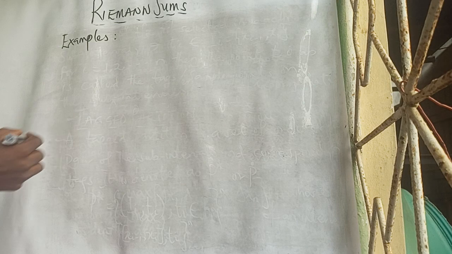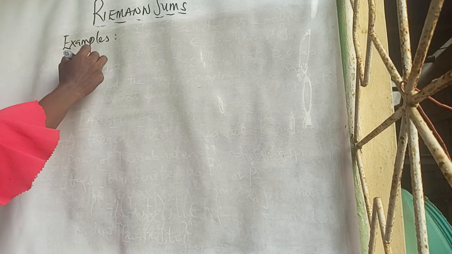Welcome once again to our class on Riemann Sums. Today, we want to solve some examples. I want to look at how to estimate the area under the curve using examples. Examples on the estimation of area under the curve. I take the first question.